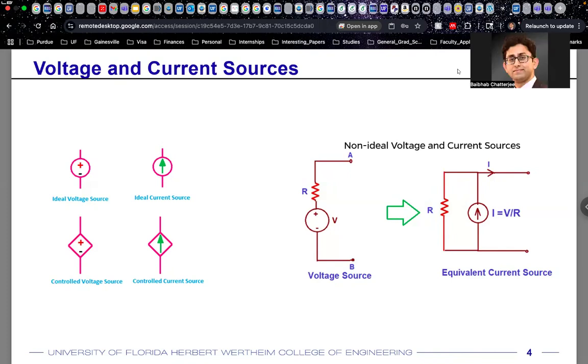And what do independent sources mean? If the value of the voltage is not dependent on anything else in the circuit, then that is an independent voltage source. If the value of the voltage source depends on anything in the circuit, let's say any other source, a particular resistance, or any other component in the circuit, that becomes a dependent voltage source, and likewise a dependent current source.